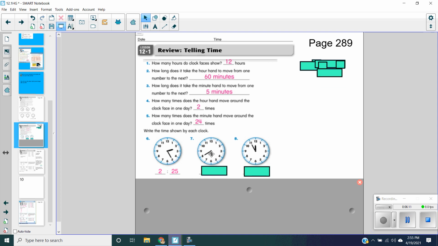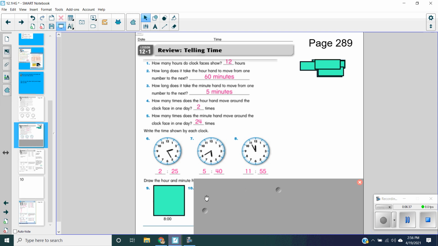Looking at clock 7, I can see my hour hand is in between the 5 and the 6, so it's still 5. And then my minute hand is on the 8, which stands for 40. So I have the time 5:40. Then for my last one, my hour hand is really close to the 12, but it's not quite there yet. And my minute hand is on the 11, so showing me 11:55.